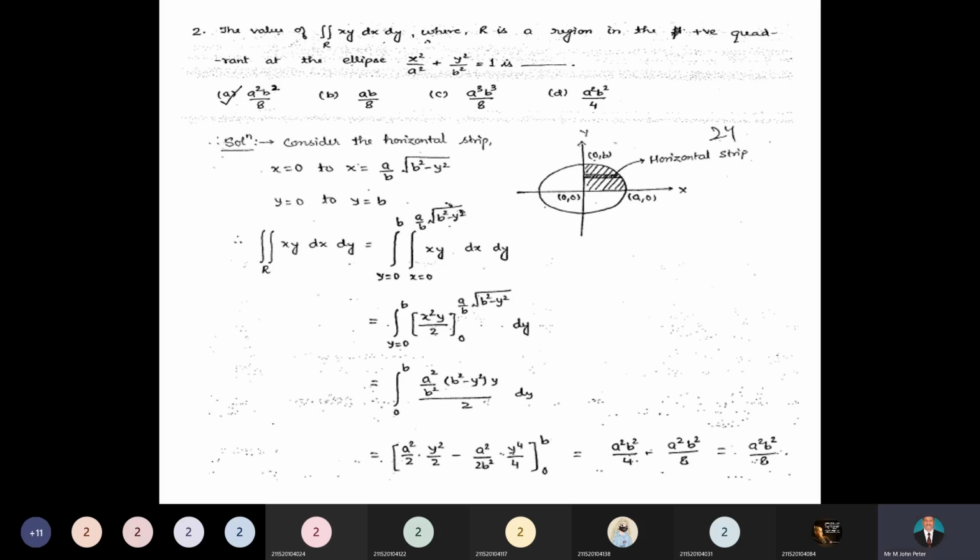The denominator 2 they have applied. In this step, the denominator 2 applied the reciprocal. It will be a square by 2b square. That value is multiplied inside along with the outside y also. That's why we are getting this calculation.